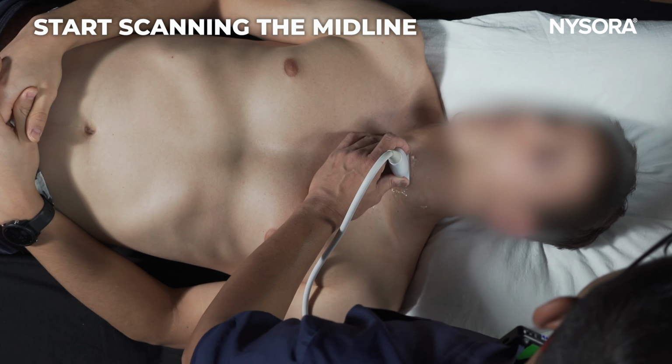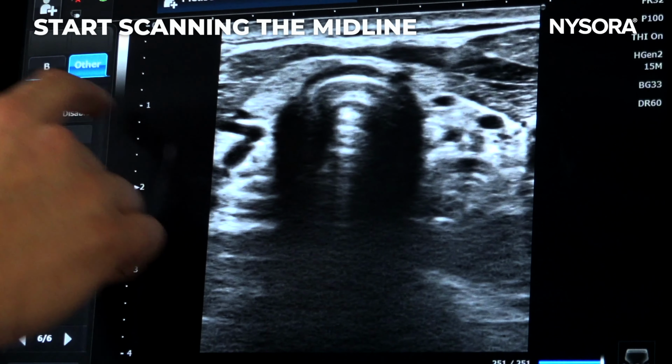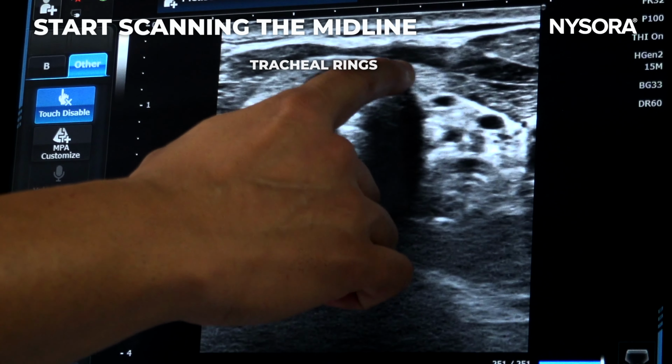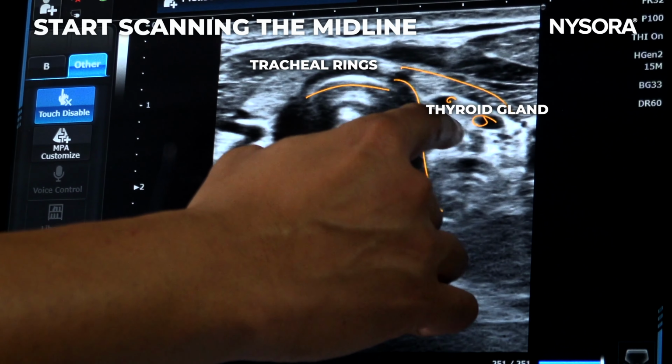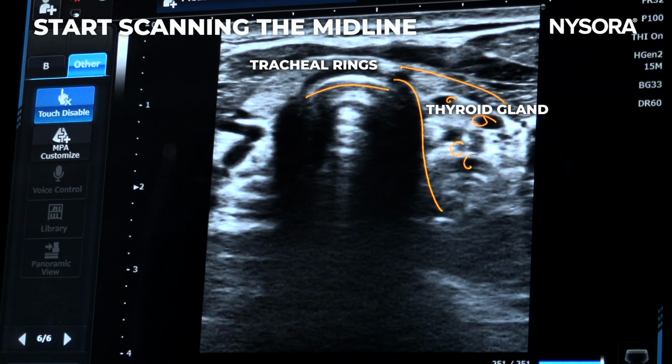So here on this image, you will be looking for the tracheal rings, and then you have the thyroid gland, and you also can see a lot of blood vessels that are supplying the thyroid gland.